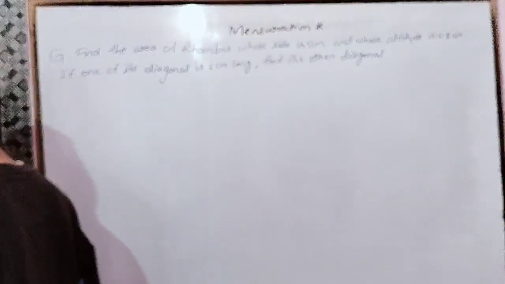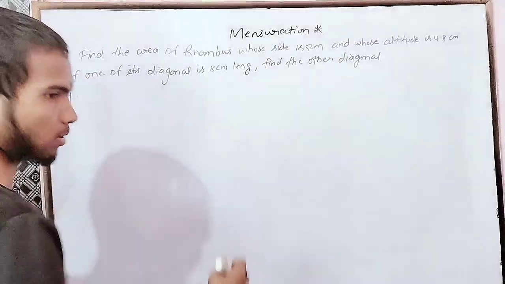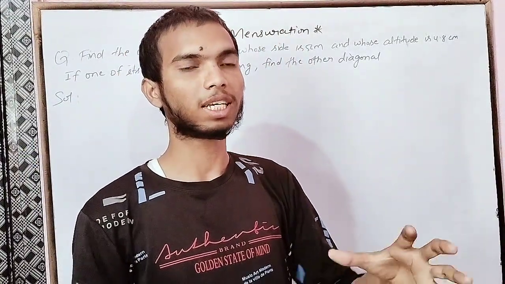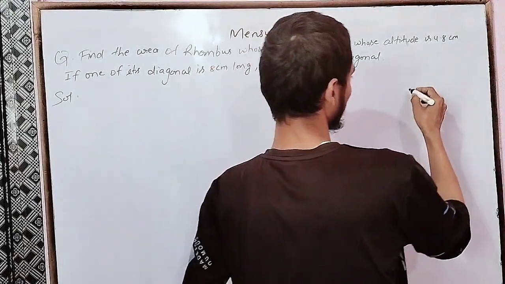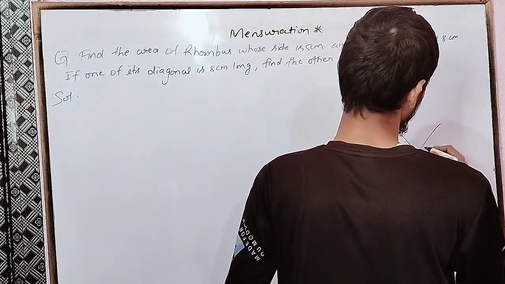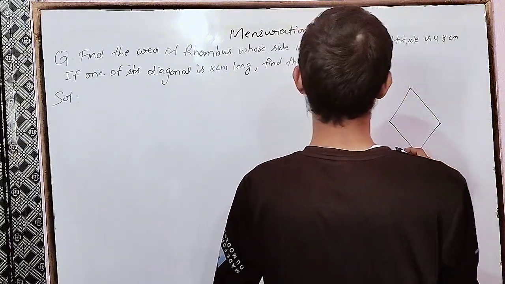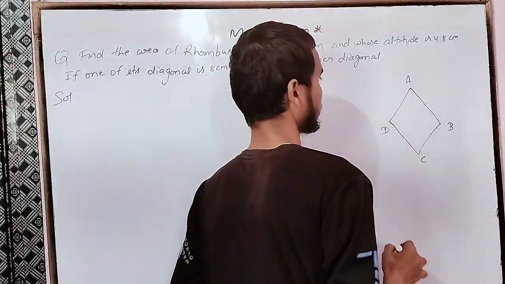Now, I read this question. The question is saying, find the area of a rhombus. We have a rhombus, which has all sides equal. This is the figure of a rhombus ABCD.